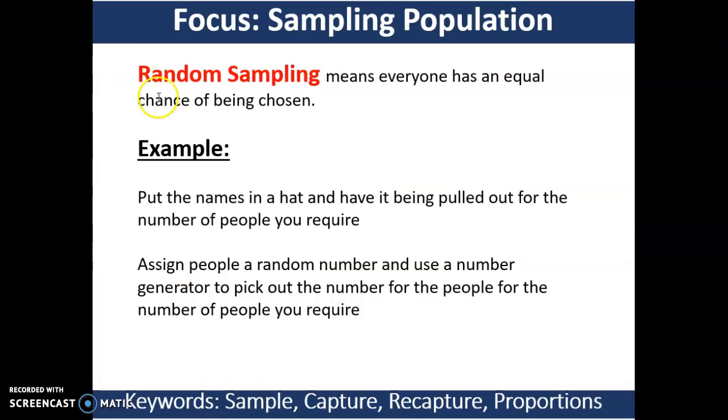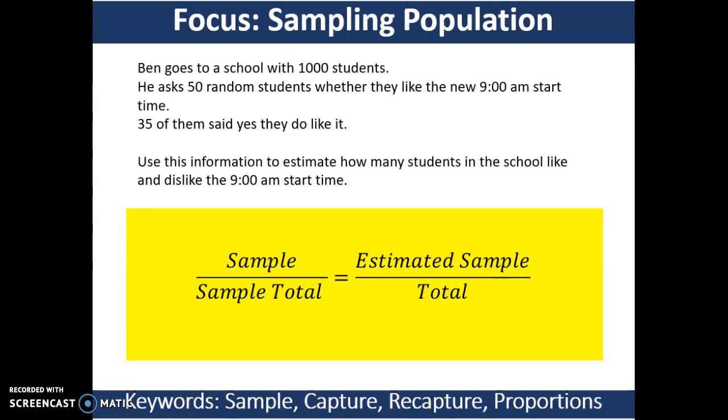So for the very first thing, random sampling means that everybody has an equal chance of being chosen. A typical example is you put your names in the hat, you shake it, and then you pull out the number of names you need until you get to your number. Or you assign a random number to people and then you use a number generator to randomly pick out people for you. Okay, so how does it apply to a question such as this?